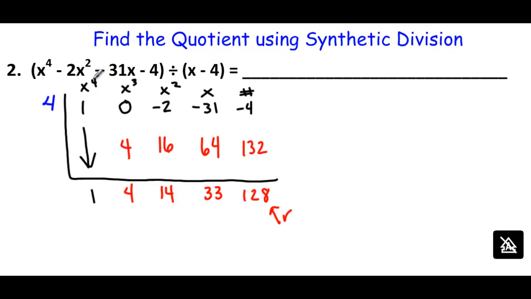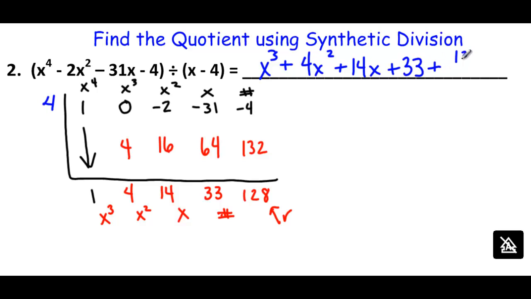So what I like to do, your answer is always 1 degree less than what the column is. But a lot of times people don't write that. So I always do remainder, then number, x, x squared, x cubed. And that'll help me write my final answer. So my final answer would be 1x cubed, or just x cubed, plus 4x squared, plus 14x, plus 33, plus my remainder of 128, all over what I divided by, which is x minus 4.